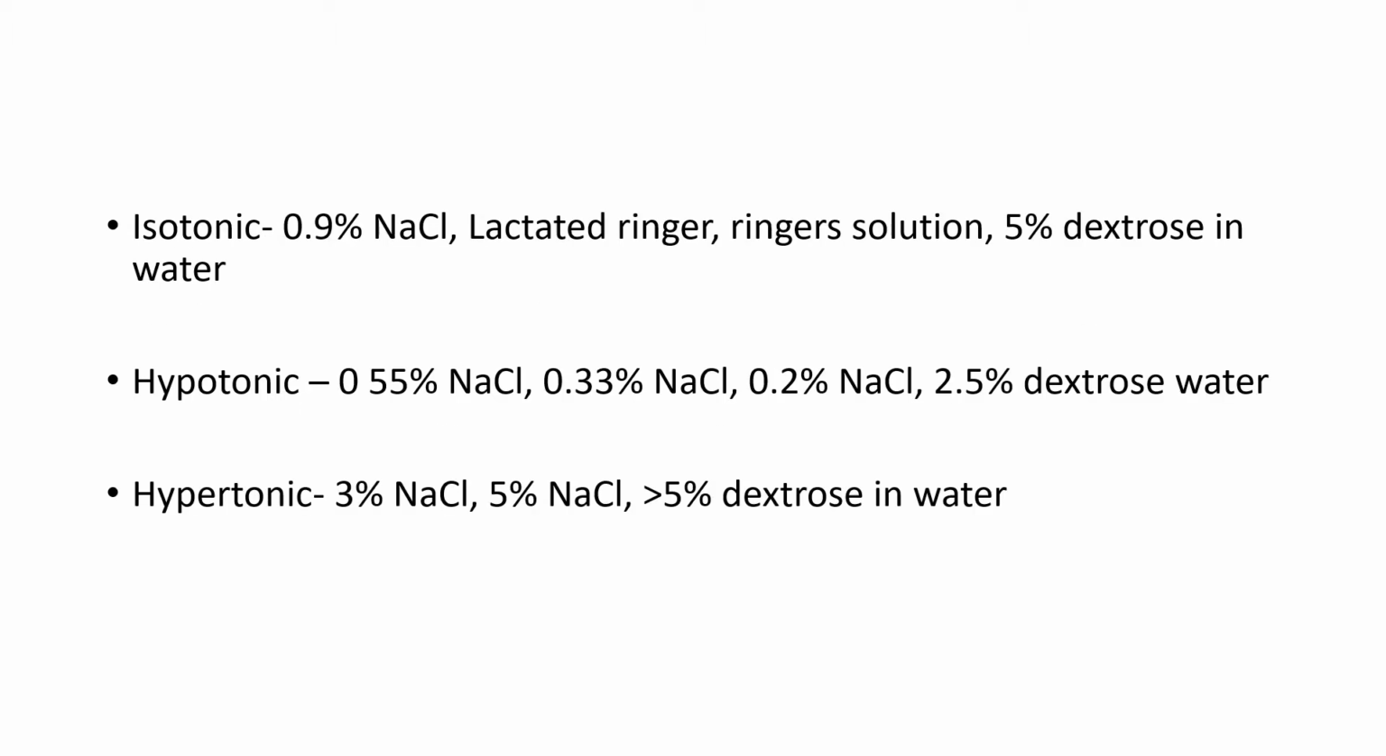The examples of isotonic fluids are 0.9% NaCl, Ringer lactate or Hartmann solution, and 5% dextrose in water. Hypotonic fluids include 0.45% sodium chloride, 0.33% sodium chloride, 0.2% sodium chloride and 2.5% dextrose in water. Hypertonic fluids include 3% NaCl, 5% NaCl and more than 5% dextrose in water.